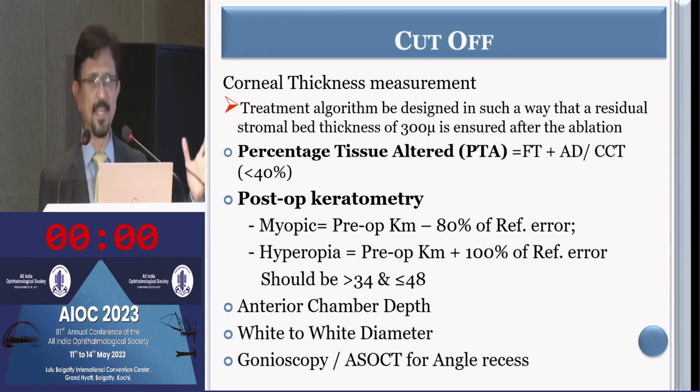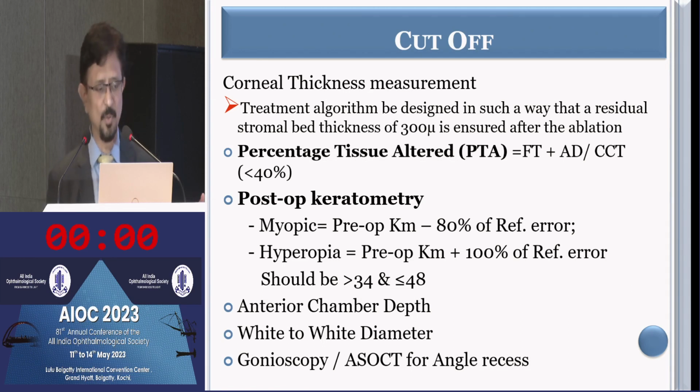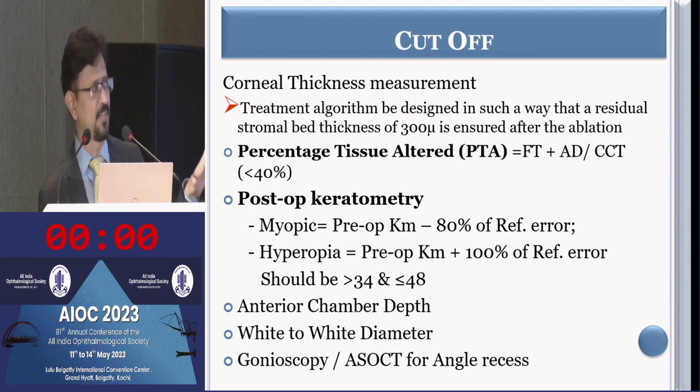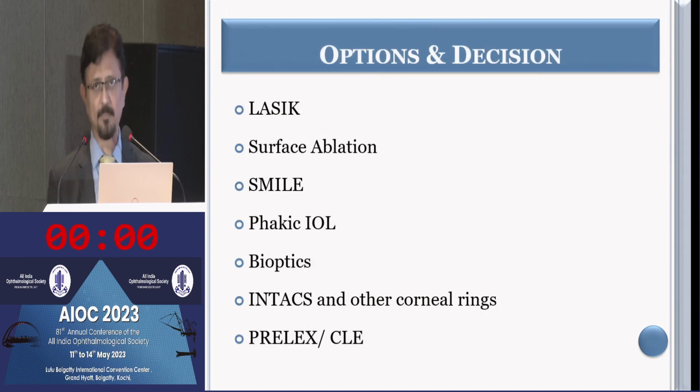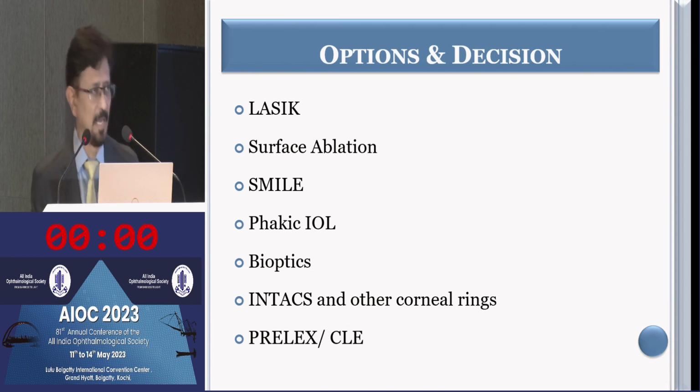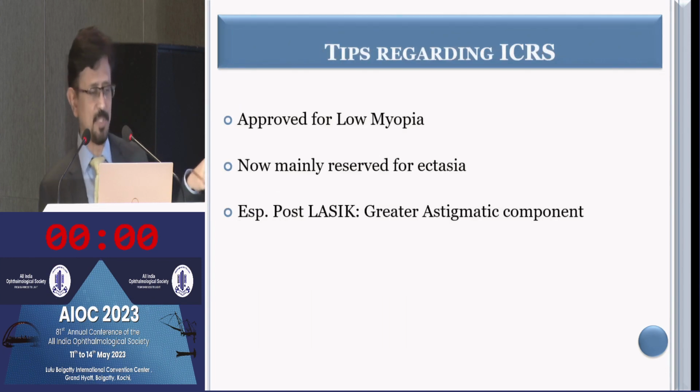Once you are deciding how much ablation you have to do, there's a cutoff of percent tissue altered of 40%. It should be less than 40%. That is flap thickness plus ablation depth divided by central corneal thickness. And the aim for the post-op keratometry should be between 34 and 48, otherwise it will create a lot of aberrations. And of course, the anterior chamber depth, if we are planning for a phakic implant, should be more than 2.8 with an open angle and with an angle recess of more than 35 degrees. So we have these options and we have to take a decision.